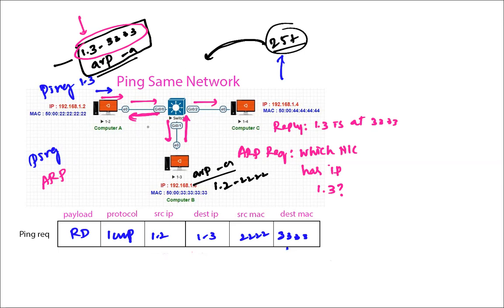So we saw the ARP table and the ping records, and everything was good. I'll stop here. Tomorrow we'll continue with ARP in a different network, and we're also going to discuss something called DNS and DHCP. This is tomorrow's topic.